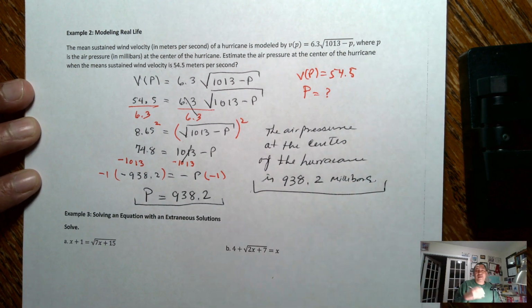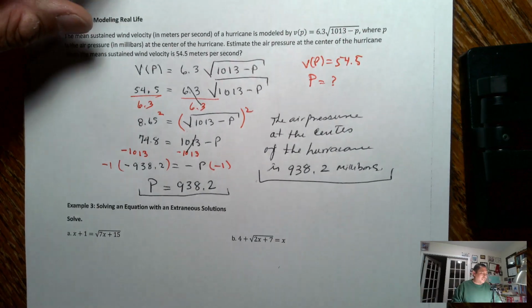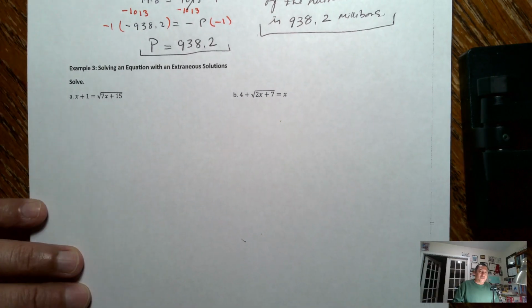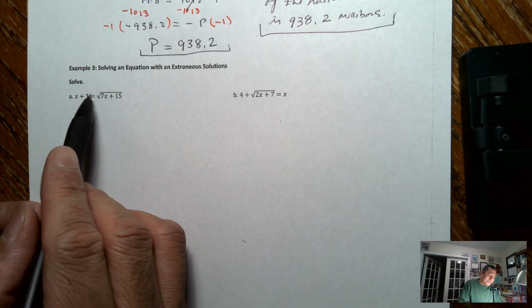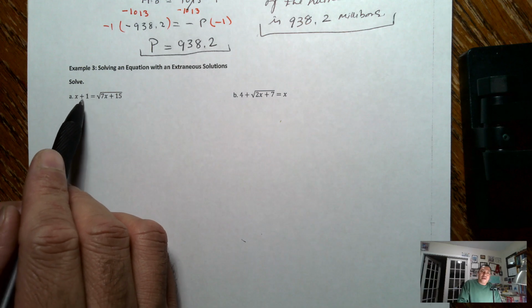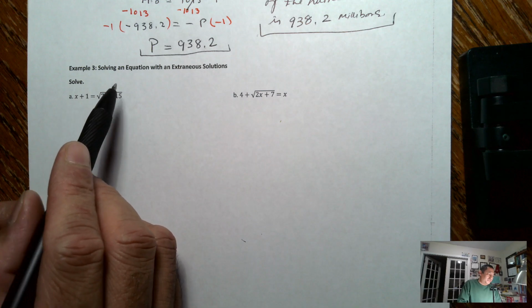So this will be the actual solution. Okay, let's look at example number 3, A and B. Okay, what we're going to have. Look at this one. I have the square root of x plus 1 equals 7x plus 15.